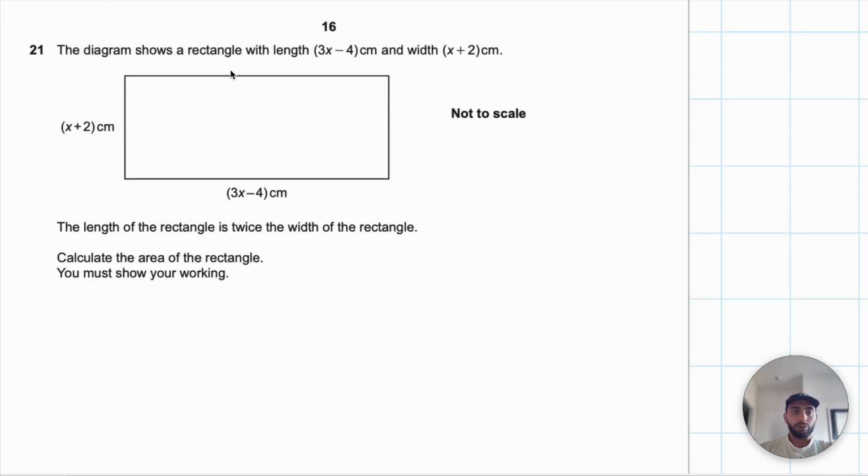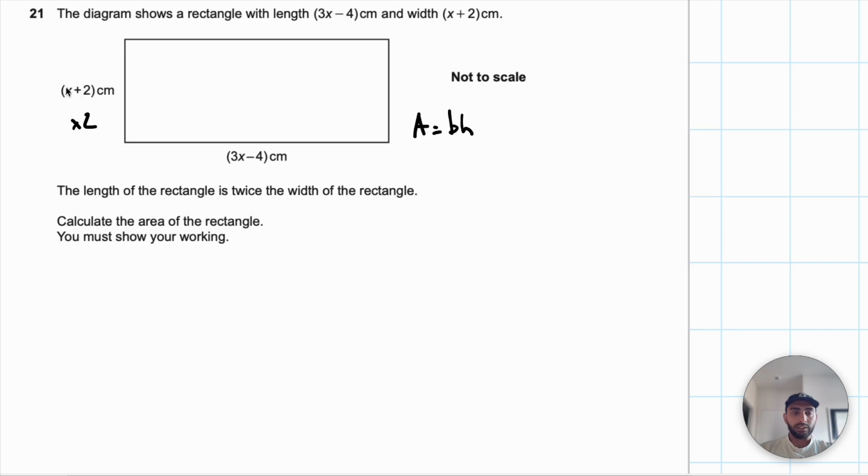Question 21. Diagram shows a rectangle with length 3x minus 4 and width x plus 2, which is already on the diagram. The length of the rectangle is twice the width of the rectangle. So this is saying that if I multiply that by 2, I get that. Calculate the area of the rectangle. So to work out areas of rectangle, we need to multiply the base by the height. So we need to find these values first. It tells us that if I double this, I get this. So I'm going to multiply this one by 2. I'll write 2x plus 2.